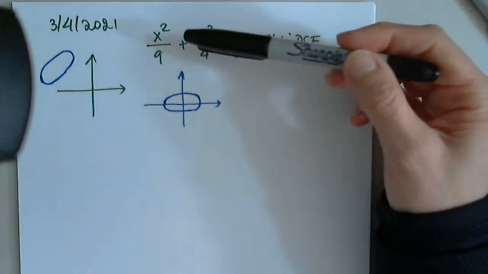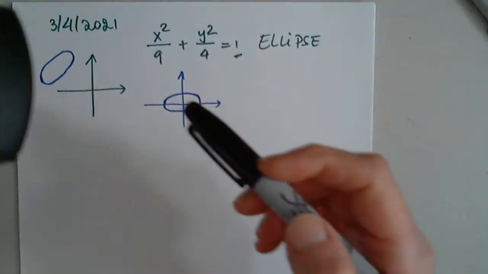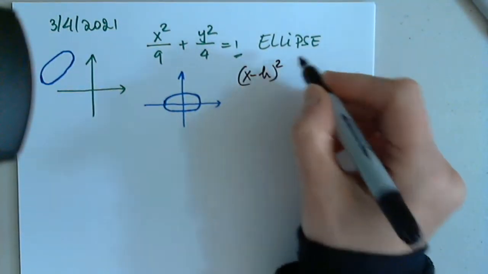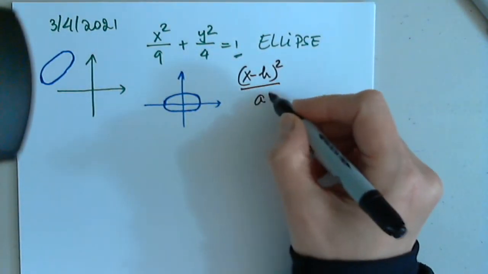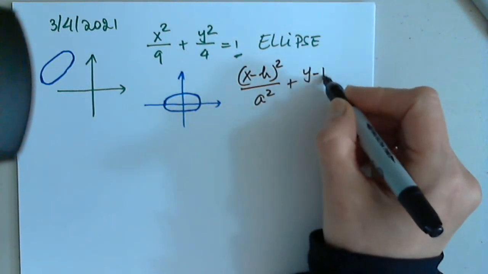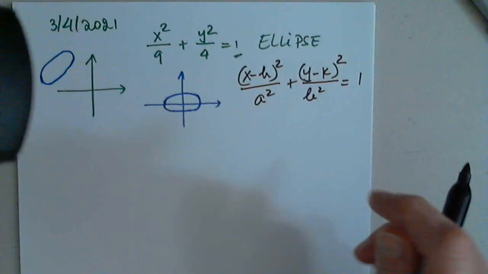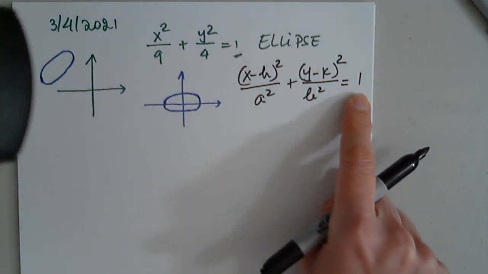The equation has to have x squared, y squared. Yes, it can have different situations like (x minus h) everything squared if it's shifted, divided by a squared, plus (y minus k) everything squared divided by b squared, but 1 still has to be here.